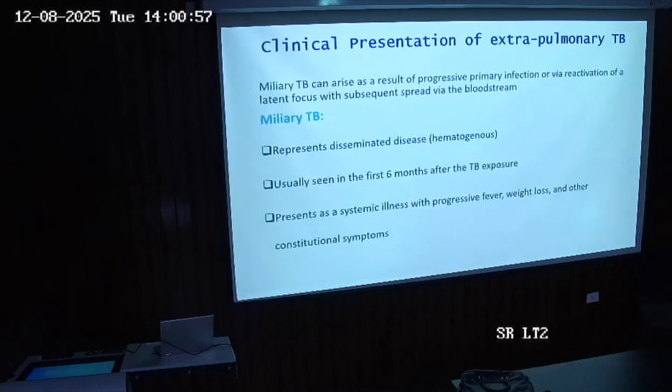So, it can arise as a result of progressive primary infection or via reactivation. The initial infection can continue as miliary tuberculosis, or it can be due to reactivation of a pulmonary focus and dissemination through the hematogenous route.